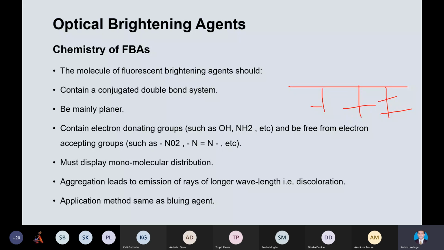Is it clear regarding the application? Yes. Any doubt regarding this point? No, sir.